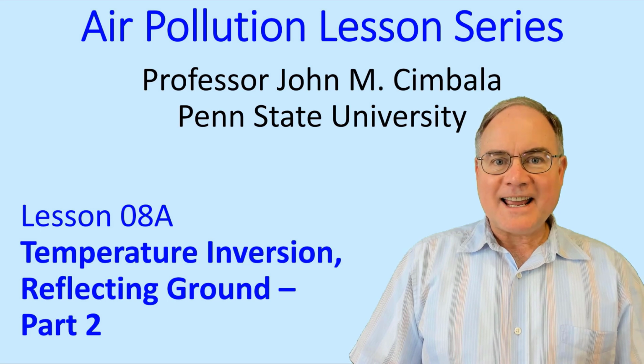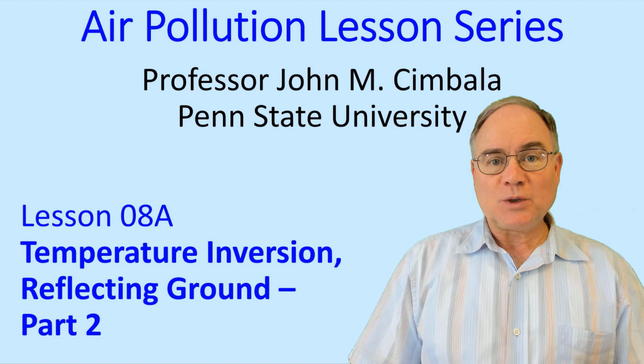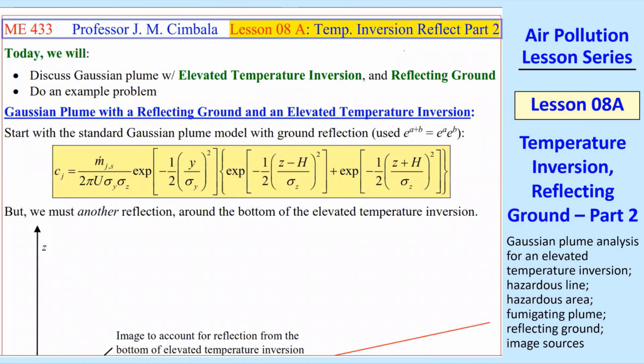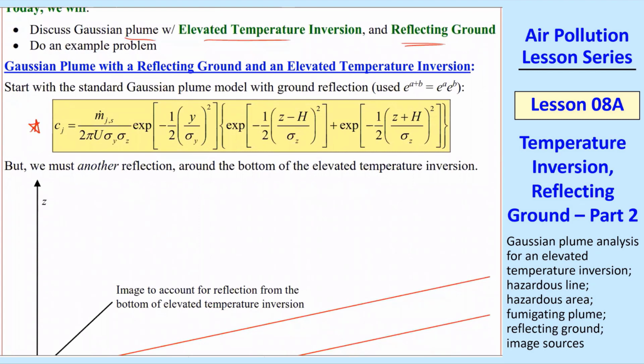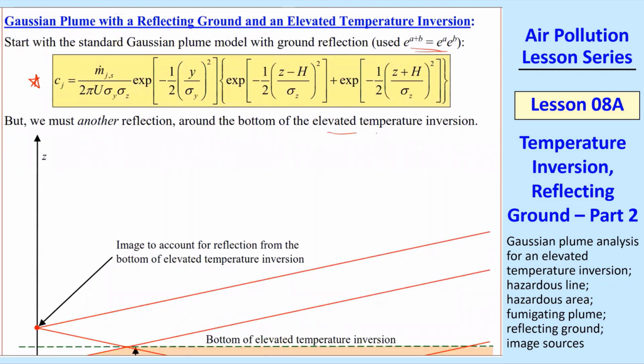Welcome to Lesson 8A, Temperature Inversion Reflecting Ground, Part 2. Now we're going to have some fun because we have to add a lot of sources. If we have a Gaussian plume with an elevated temperature inversion and a reflecting ground, let's start with this equation we had previously. We have a Gaussian plume with a reflecting ground, and now we add the elevated temperature inversion.